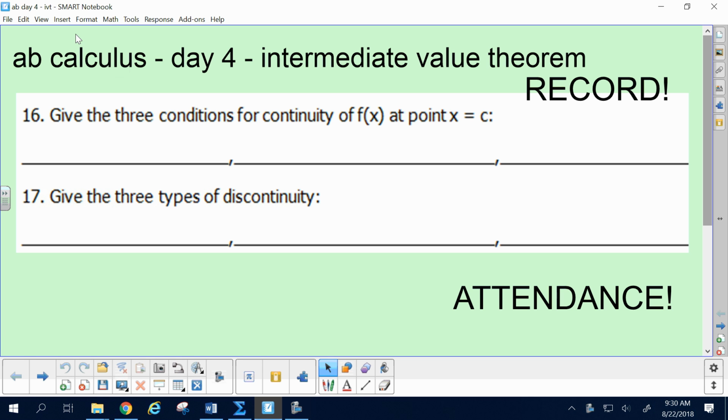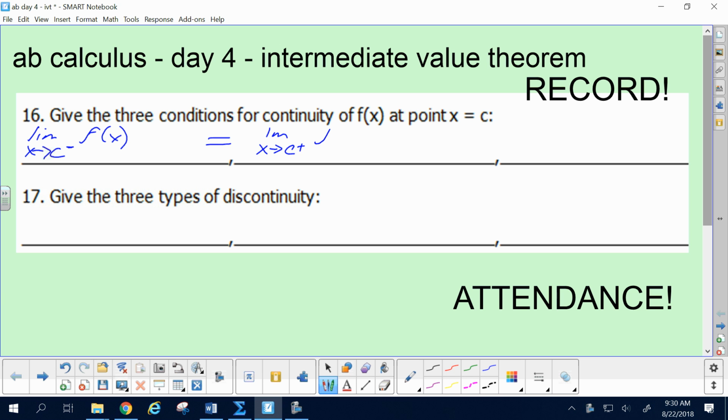Okay, what are the three conditions of continuity? Think about it like this. Oh, give me one. Limit. The limit of the function as x approaches c from the left equals the limit from the right, equals f of x or f at c? At c. Beautiful. Left hand, right hand, and the point itself all come together to make continuity.